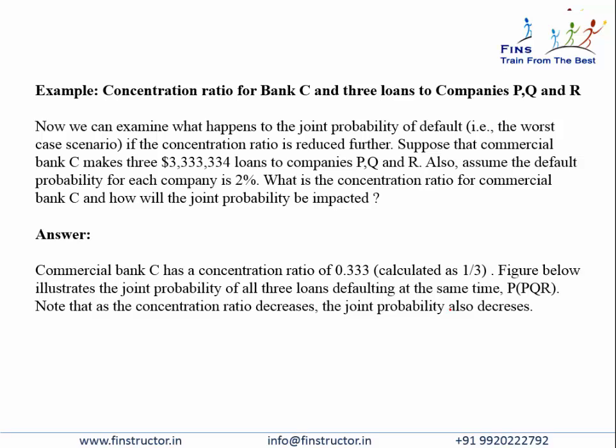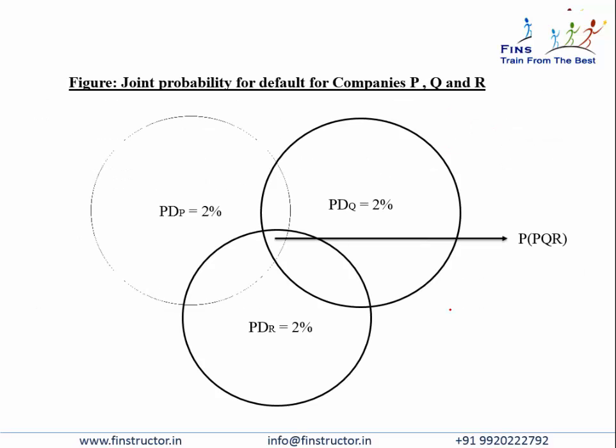So let's assume that there were 3 loans. So suppose that commercial bank C makes $3.33 million loans to companies P, Q, and R. Also assume that the default probability of each is 2%. What is the concentration ratio and how will the joint probability be impacted? So the joint probability of default will become now even lower. So now the probability that all three of them will default at the same time will be much lower.